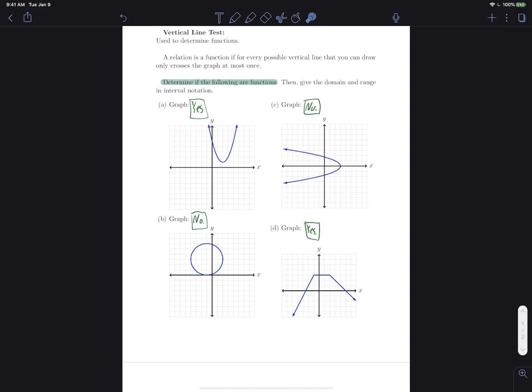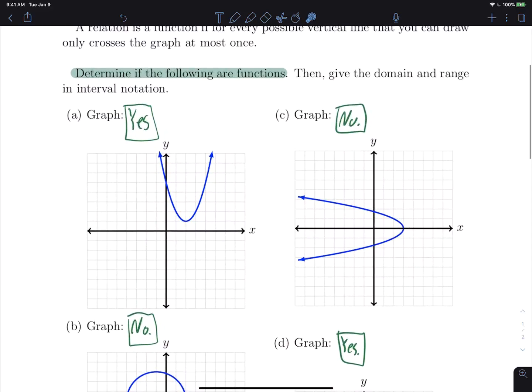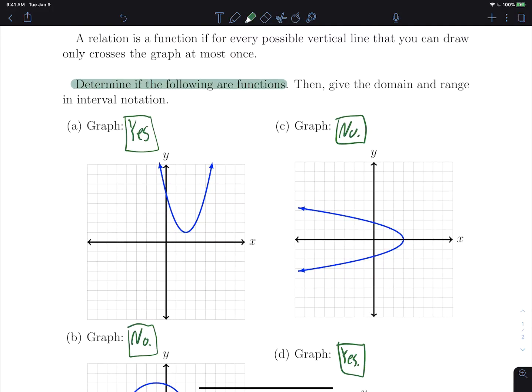Same thing for this circle. For this parabola, it may not become obvious, especially if I continue going like this. It would look almost vertical over here. But we're not going to do that to you. So it'll be very clear if it's not a function using the vertical line test. Excellent. The next thing we want to do is start looking at the domain.